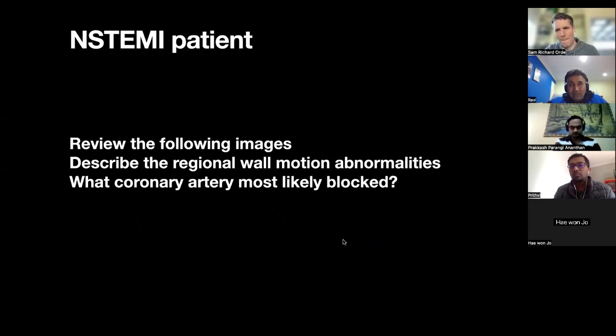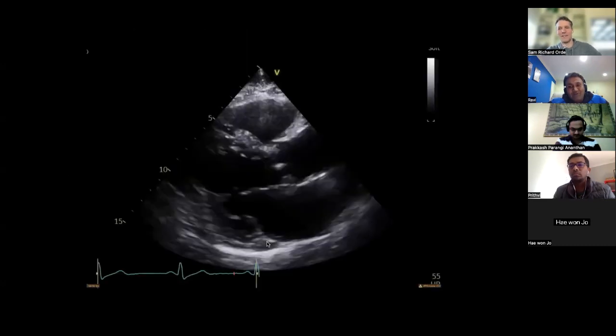Putting it all together, there was mid anterolateral, basal inferoseptal, and basal anteroseptal. They don't fit in one territory. I'm not sure, Sam. So let's go through it.